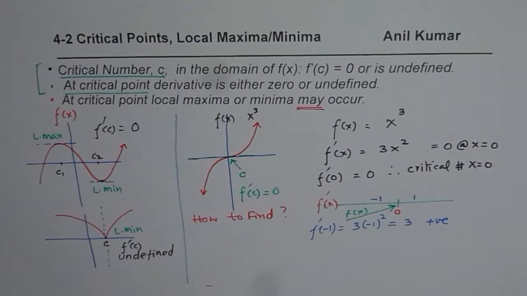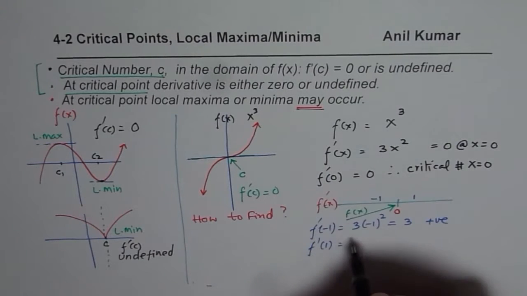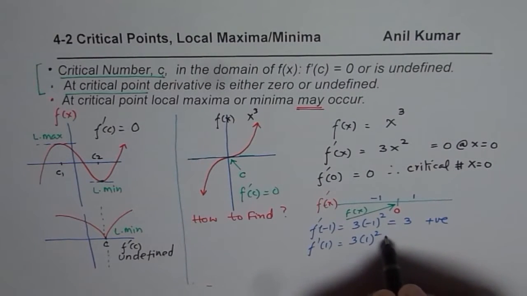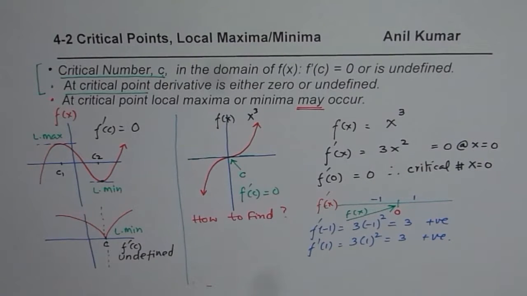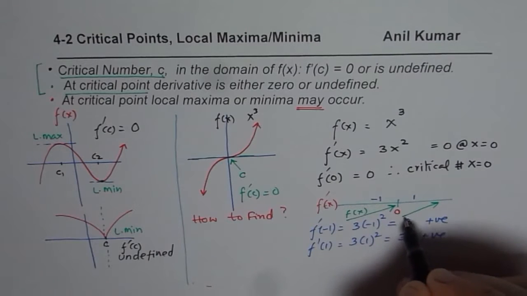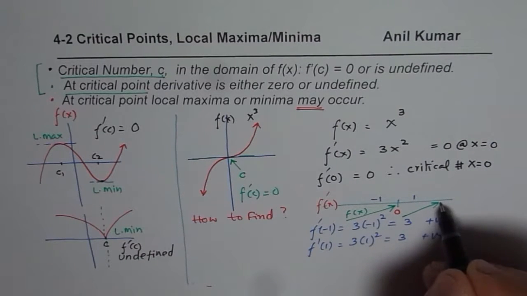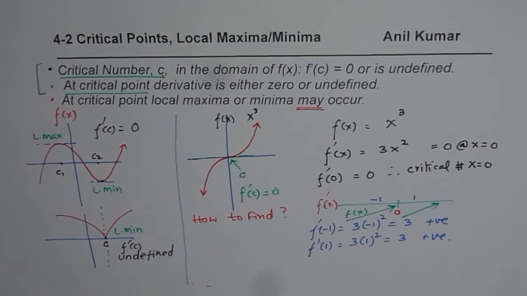Do you see that? Now if I substitute 1 in the derivative, I get 3 times 1 squared, which is also 3, which is also positive. Do you see that? So that means the function is increasing after this point also, right? Since the function keeps on increasing, it doesn't really decrease, so it cannot be a maximum. Do you see that part?